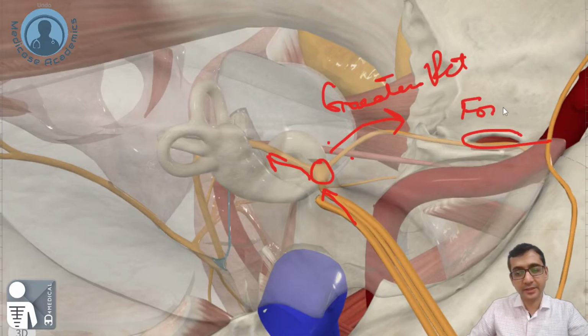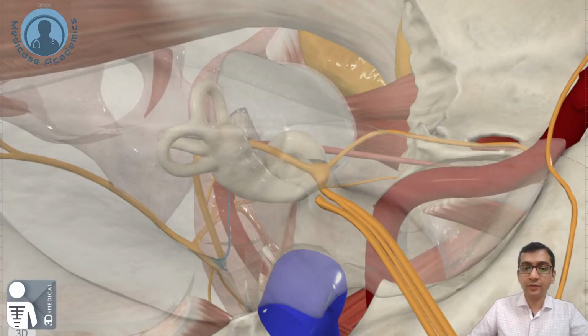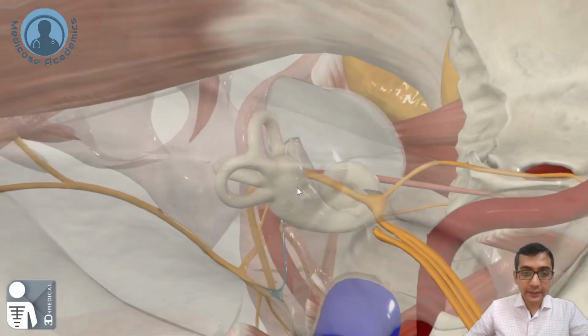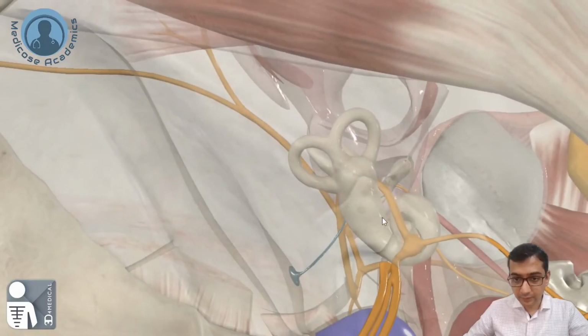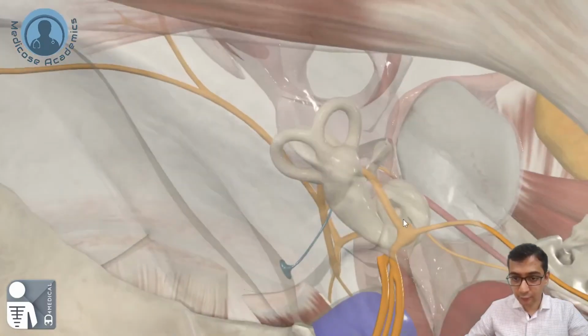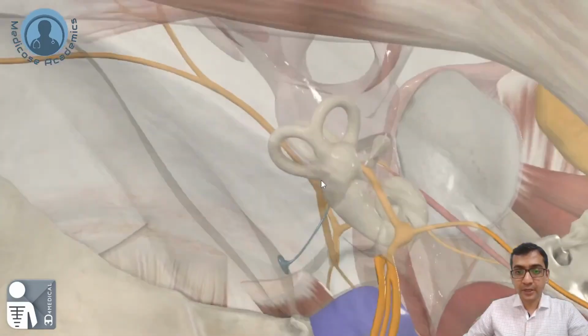It is going to the foramen lacerum, and it will go to supply the pterygopalatine ganglion. So that's the main continuation of the nerve. Let us follow that. It moves in the ear, it moves above the inner ear. You can see it is moving above the cochlea, it is moving above the vestibule.